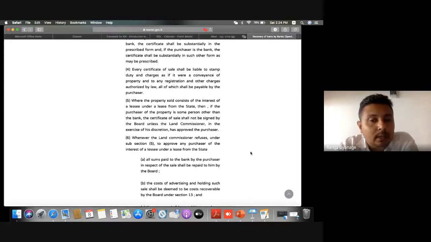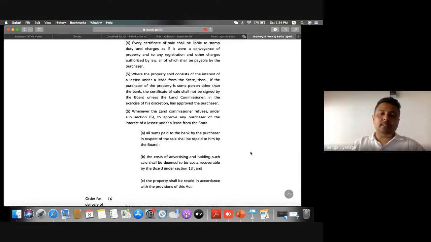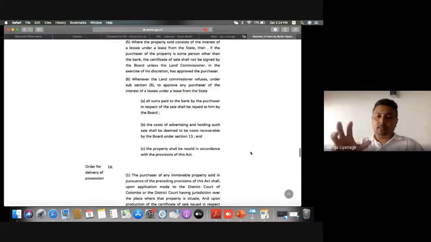If the land is leased from the state, then the certificate of sale shall not be signed by the board until and unless they get the okay, the land commissioner approves the purchaser. If the land commissioner refuses, all sums paid to the bank by the purchaser of the sale shall be repaid to him by the board. So there's an overriding right to the state, right?